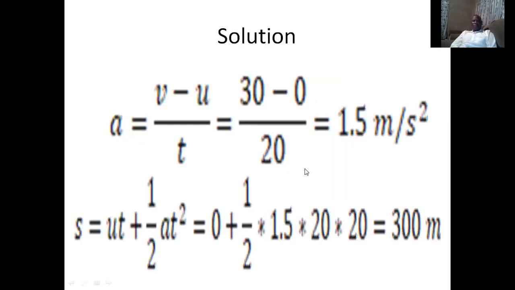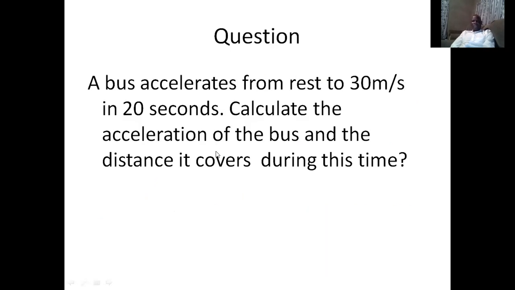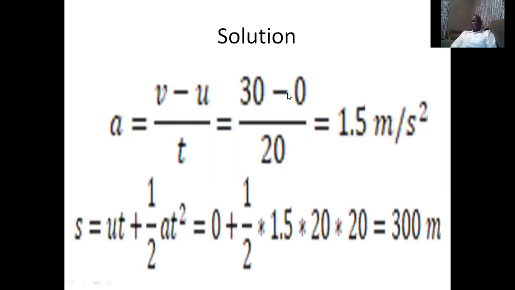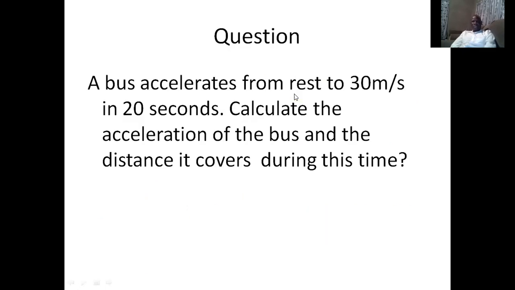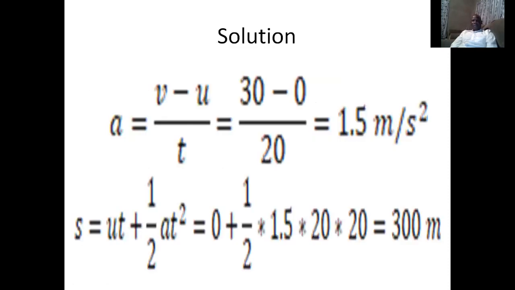Acceleration is final velocity minus initial velocity over time. The final velocity was 30 meters per second, and the initial velocity was 0 because it was starting from rest, meaning it is not moving at all. Divided by 20, we get 1.5 meters per second squared as our acceleration.